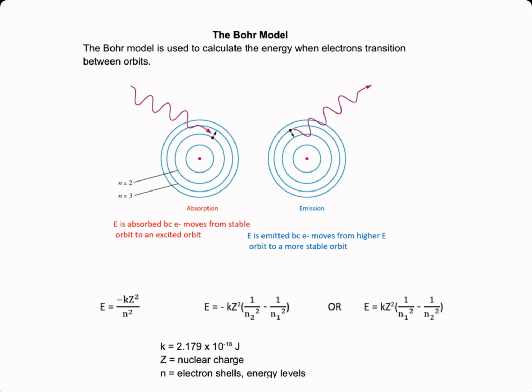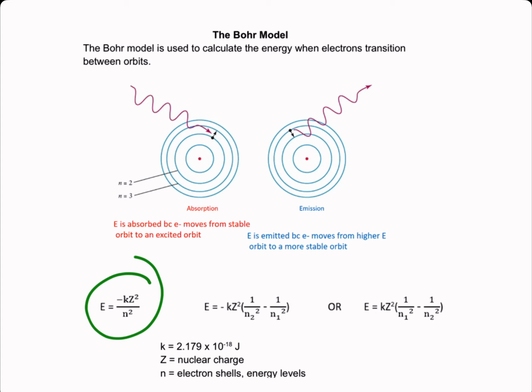We can calculate the energy by using Bohr's equation, where E equals negative kZ squared over n squared, where k is the constant, Z is the nuclear charge, and for neutral atoms, the nuclear charge is the number of protons. When we're talking about ions, that changes a little bit, but the Z is usually given to us in the story problem. And n is the electron shell or the energy level.